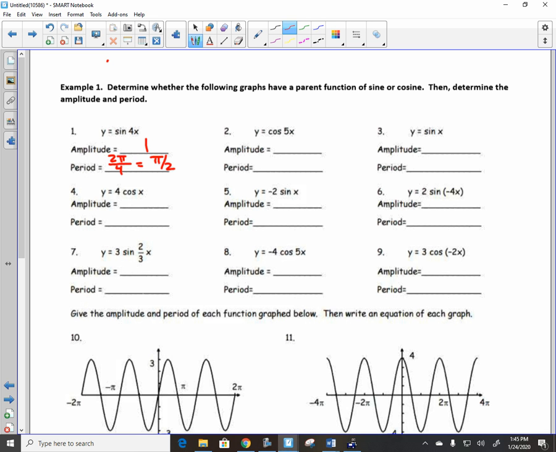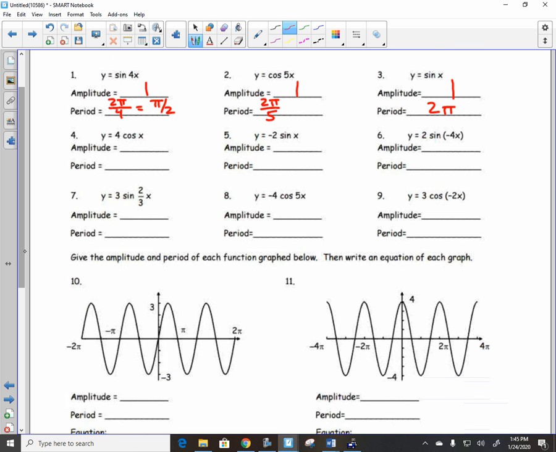Look at number 2. What's the amplitude? It is 1. The period is 2 pi divided by 5. You can't simplify that, can you? So you just leave it. Number 3, amplitude, 1. Period, just 2 pi. Number 4, amplitude, 4. Period, 2 pi. Good.